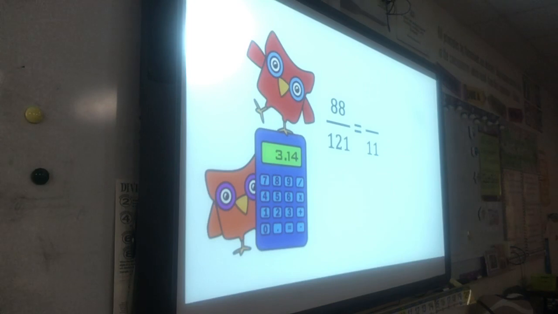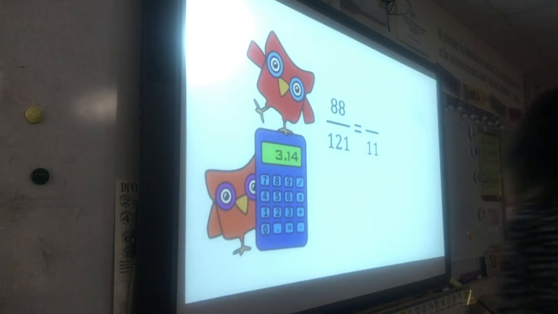121 down to 11. 121 divided by what would give me 11? Graham? It will be divided by 11. Right, so 11 times 11 is 121. Yes, it'll be 8, 11. Right, divide by 11, so the top has to be divided by 11, which means we're missing an 8. Okay, let's try another one.